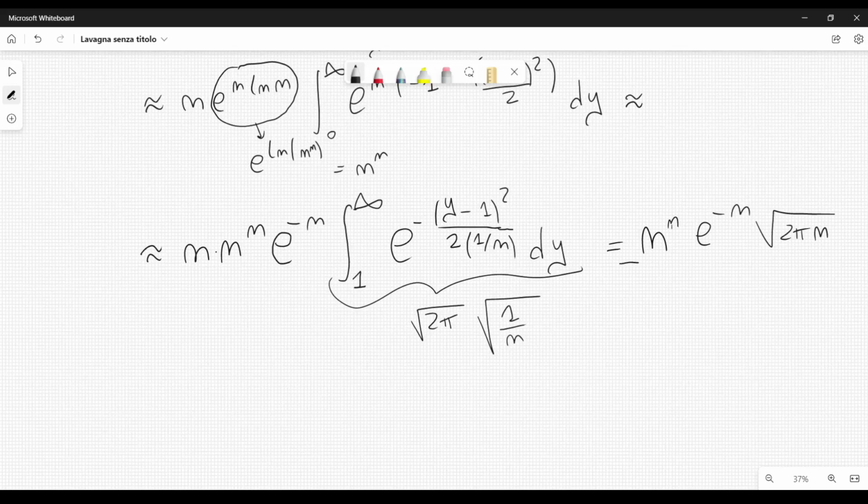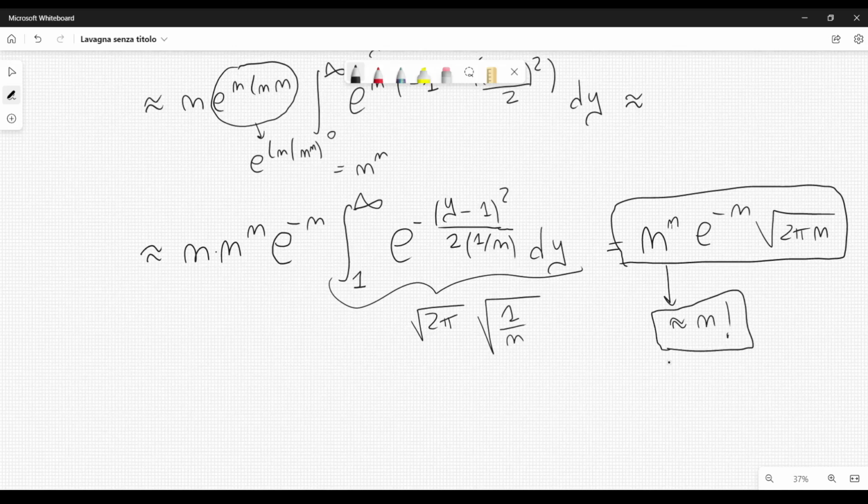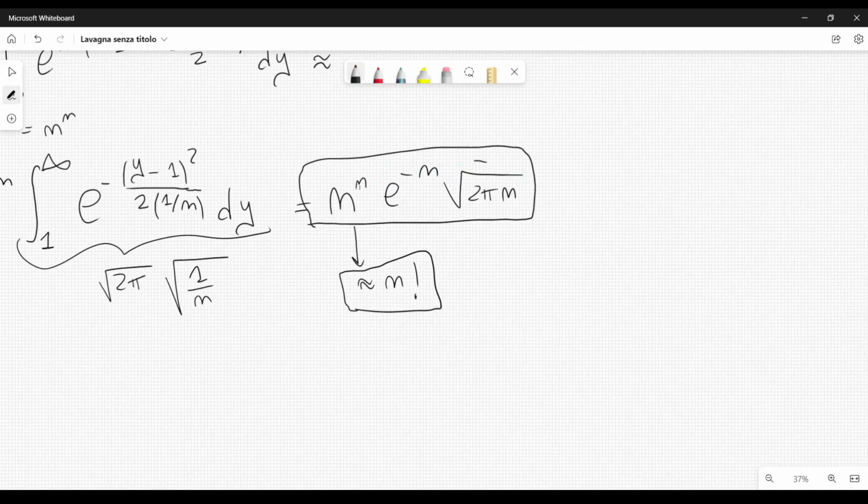And this is Stirling's formula. This quantity here is approximately equal to n factorial. This is used in statistical mechanics, for example, but also in probability. This approximation is very useful to see, for example, the Central Limit Theorem, derived from statistical distributions such as the binomial distribution. And sometimes, if we just want a rough approximation, it is also possible to remove this factor.